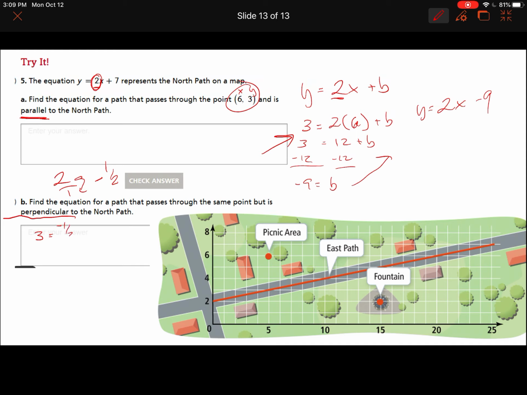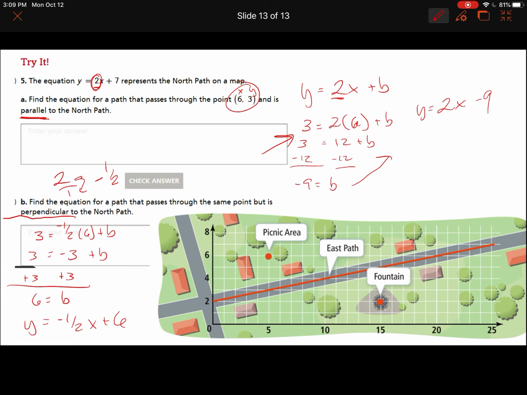3 equals, now instead of 2, I've got -1/2. I'm still going to put in a 6 plus b. -1/2 times 6 is -3 plus b equals 3. Add 3 to both sides. I get 6 is equal to b. So that leaves me an equation of y equals -1/2 x plus 6.